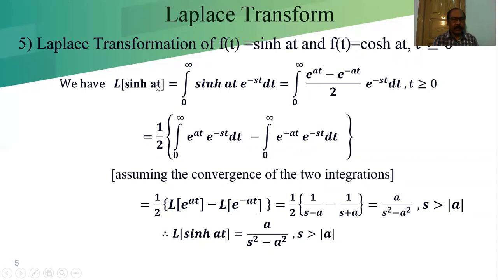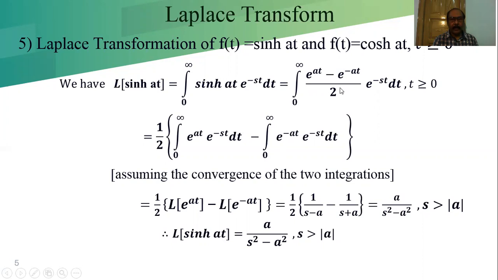the Laplace transform of sinh t equals the integral from 0 to infinity of sinh t multiplied by e to the power minus st dt. This is from the definition of the Laplace transformation. Now sinh t we can express in terms of e to the power at and e to the power minus at: sinh t equals e to the power at minus e to the power minus at, divided by 2, multiplied by e to the power minus st dt, where t is greater than or equal to 0.